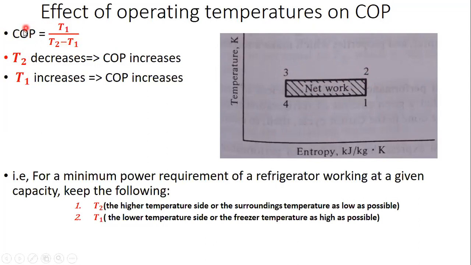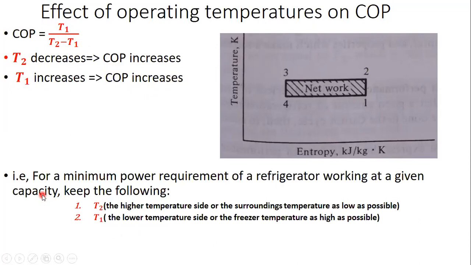So if we look at this expression, T1 by T2 minus T1, how can we increase the coefficient of performance, or the performance of our refrigerator? It is simple mathematics: increase the numerator and decrease the denominator. Using that consideration, if T2 is decreasing, COP will increase. Again, if T1 is increasing, the numerator will increase and at the same time the denominator will decrease. So again this ratio, that is COP, will increase.